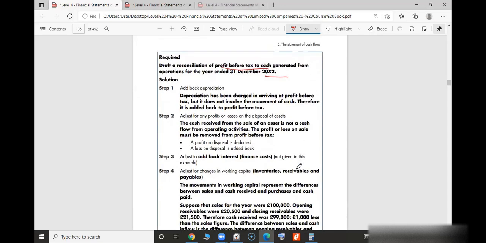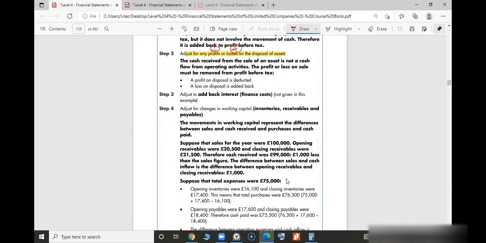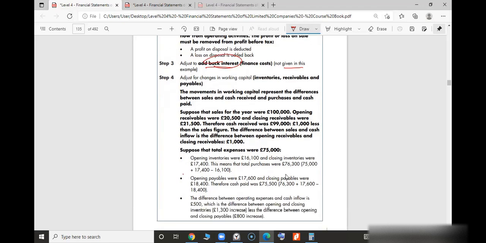Now, in the solution, as I said, this is not a proper question. They gave you question and answer together. First one, they said add the depreciation. We're going to do it. I don't know how much is the depreciation. Then the second one is adjust any profit or loss on disposal. Remember, profit, you minus, loss, you plus, job done, move ahead. Add back the interest finance cost, but it is not given in the example, so we don't do anything. You add back here and less at the bottom. Adjust the changes in working capital. Working capital means inventory, receivables, and payables. We had our discussion.